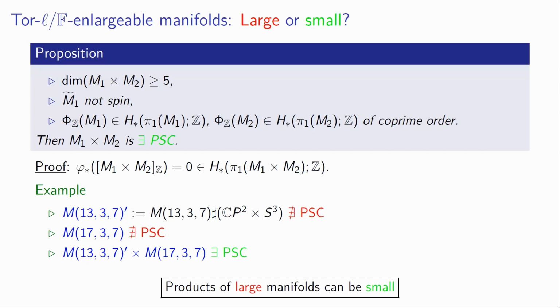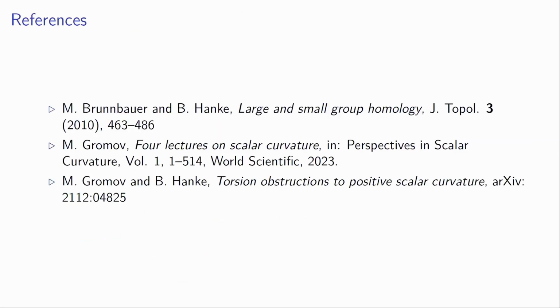So we combine these 2 aspects, the obstruction aspect and the construction or existence aspect, to obtain such examples. Okay, so on the last slide, I just have a bunch of papers of bibliography on which my talk today was based. So these largeness properties for group homology, we investigated them together with Michael Brunnbauer some 14 years ago in the Journal of Topology, large and small group homology, and then scalar curvature geometry.